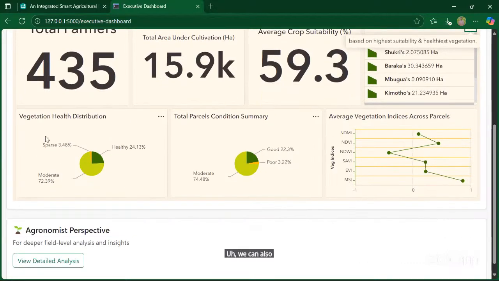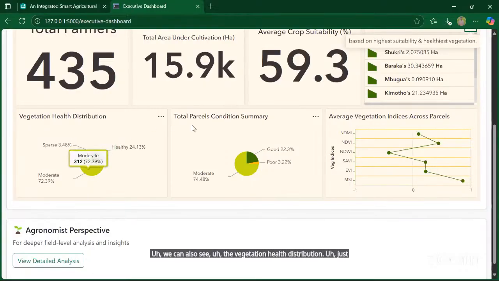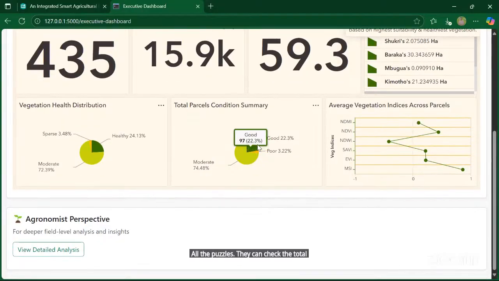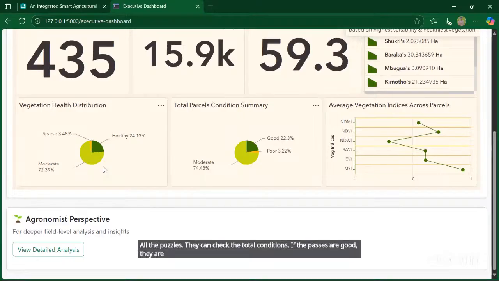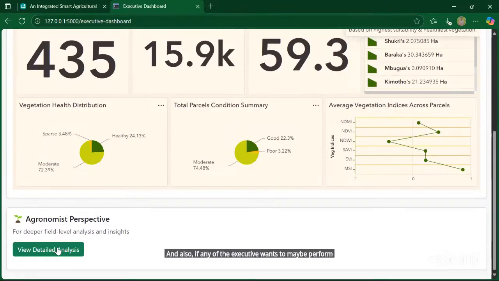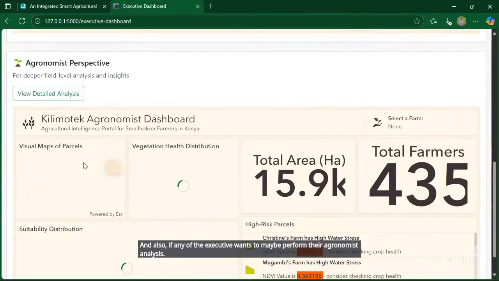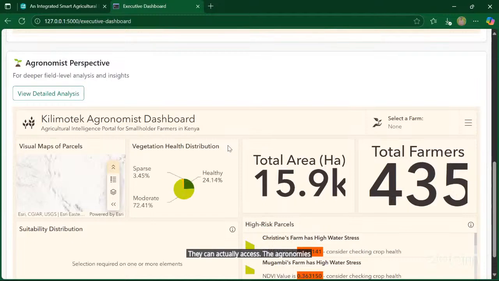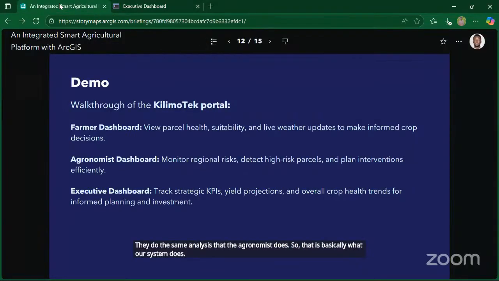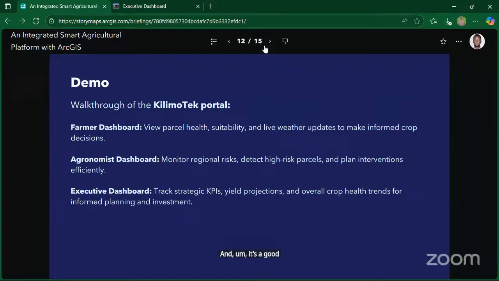They can also see the vegetation health distribution, just as the agronomist sees, and the average indices of all the parcels. They can check the total conditions, if the parcels are good, poor or bad, and also if any of the executives wants to perform their agronomist analysis, they can actually access the agronomist dashboard from here. They do the same analysis that the agronomist does. So that is basically what our system does, and it's a good thing.